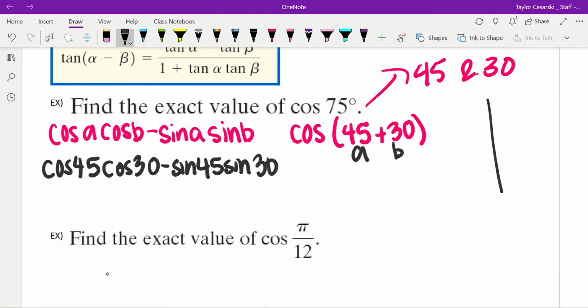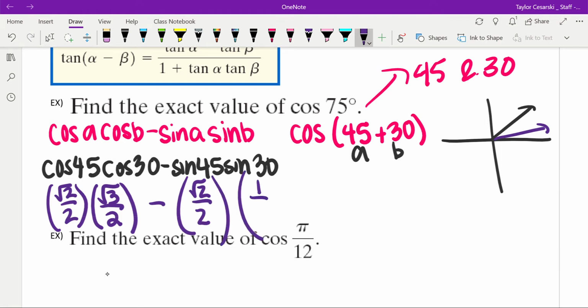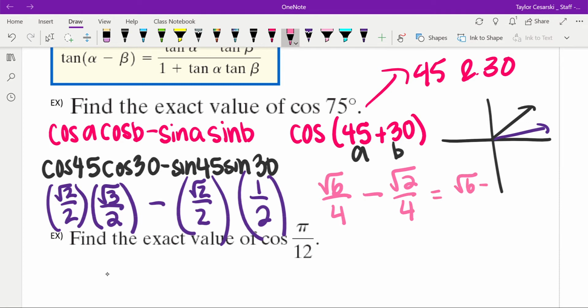All right. So if I look at my unit circle, what is the cosine of 45 degrees? That's going to be square root of 2 over 2. What is the cosine of 30 degrees? That's going to be right here, and that's square root of 3 over 2. Minus sine of 45 degrees, square root of 2 over 2. Sine of 30 degrees, 1/2. All right, so then we just have to multiply these. So square root of 2 over 2 times square root of 3 over 2 is square root of 6 over 4, minus square root of 2 over 4. So that gives me square root of 6 minus square root of 2, all over 4. And that's your final answer. Can't simplify that at all.